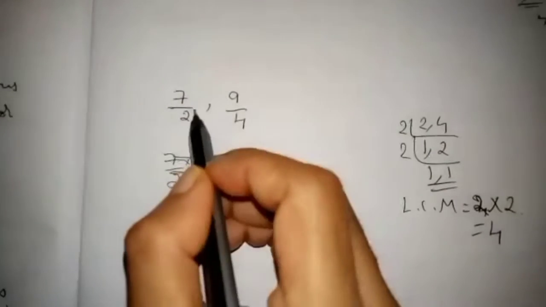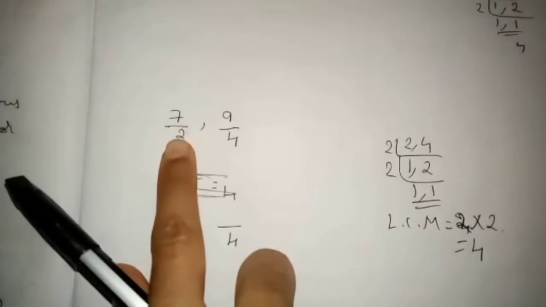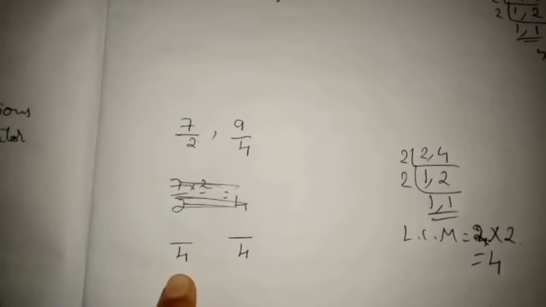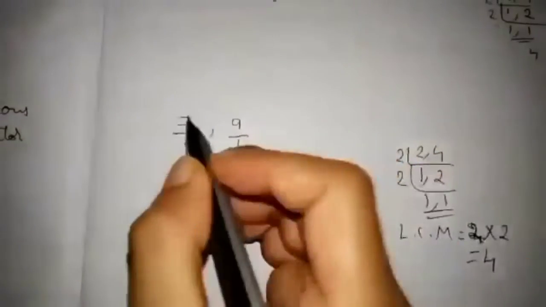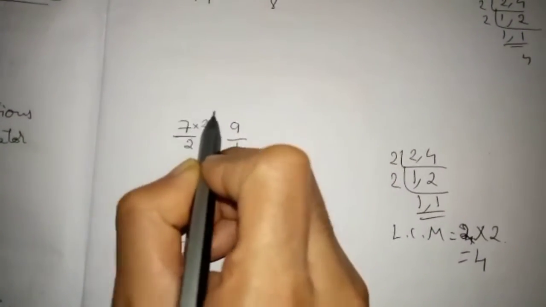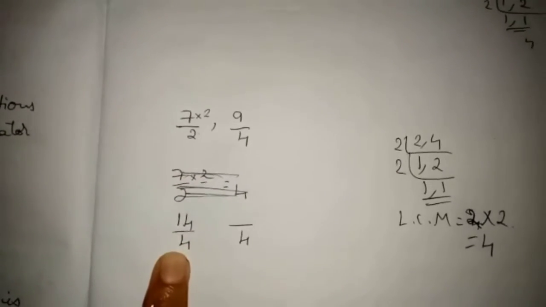So you see the actual fractions. Here the denominator is 2, here we got 4. That is the LCM we have written. 2 how much to get 4? 2 2s are 4, right? That 2 you have to multiply with the numerator. So how much does it become? 7 2s are 14. So the fraction becomes 14 by 4.